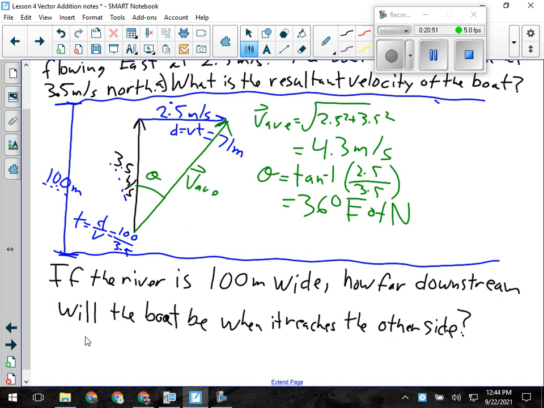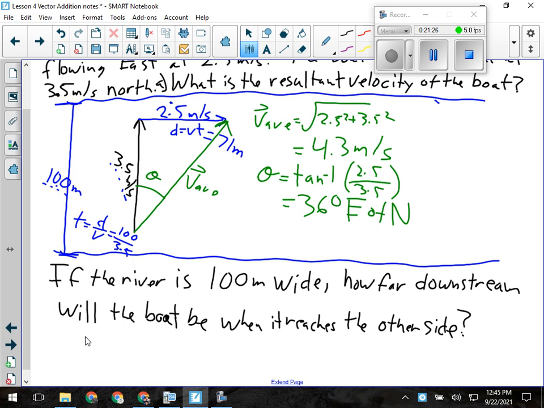Okay, so I didn't use any of this green stuff to calculate that, did I? This is the other thing we have to realize. I can only use vector quantities together if they point the same direction. What I often have people do is they use this velocity here that they calculated to calculate how far downstream they would end up. They're not going downstream at 4.3 meters per second. The resultant is 4.3 meters per second, 36 degrees east of north.